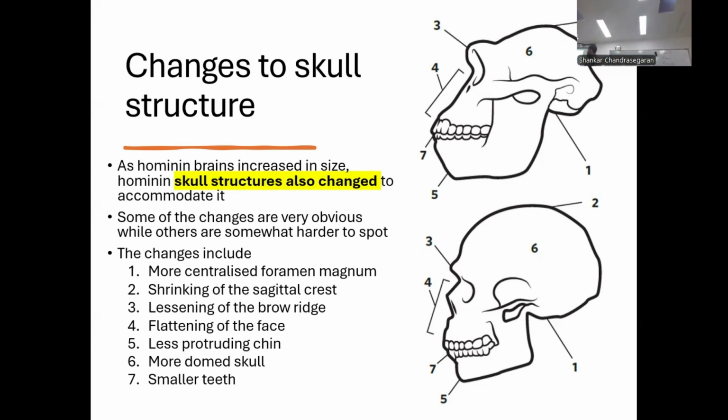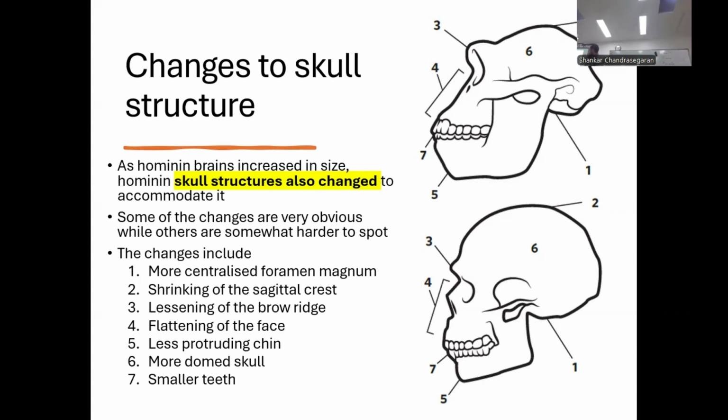Second one is shrinking of the sagittal crest, which you can see as number 2. You can see there's this bump up here. That's the sagittal crest. In the genus Homo, we can see that that was starting to shrink as well. And the more obvious ones were the shrinking of the brow ridge, right? You can see with the Australopithecus skull, there is a very prominent brow ridge that you will see in models of them as well, whereas in the genus of Homo, you can see that that was starting to shrink away.